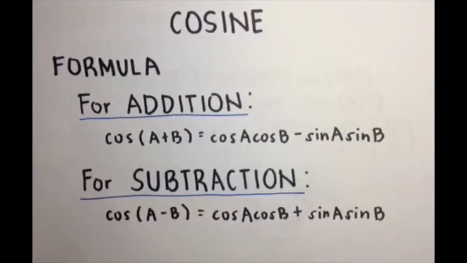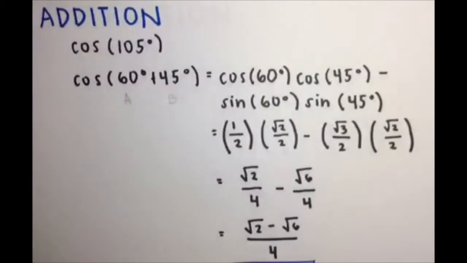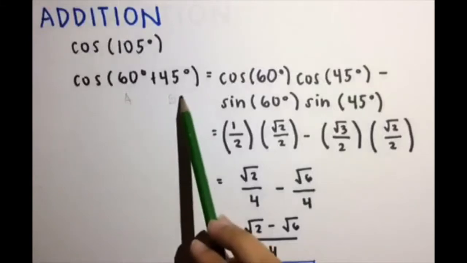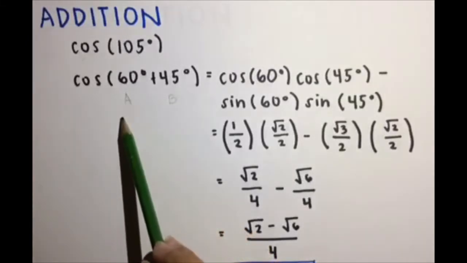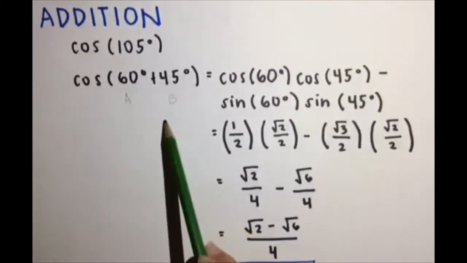Here is the sample problem for addition of cosine. We have here cosine 105 degrees. Just like the method that we did in sine, we just need to think of two common angles, then when you add, their sum is equal to 105 degrees. So, the two angles are 60 degrees and 45 degrees. 60 degrees will be our A and 45 degrees will be our B.